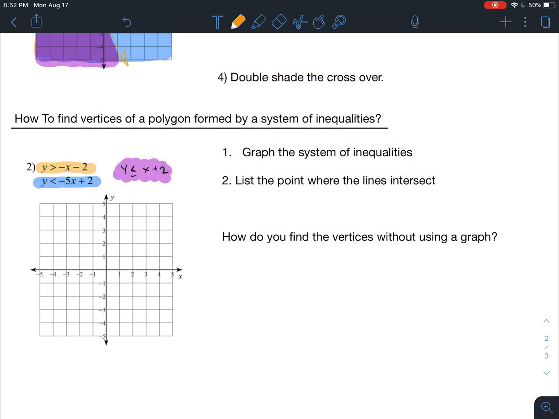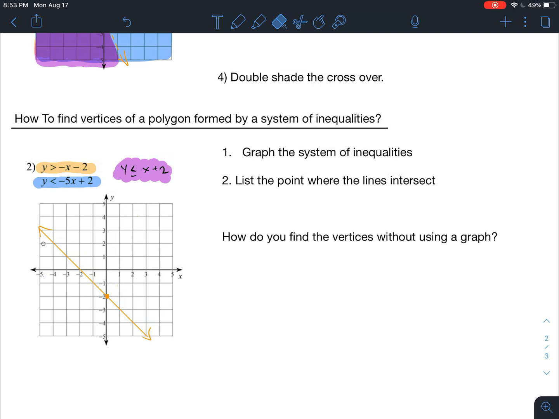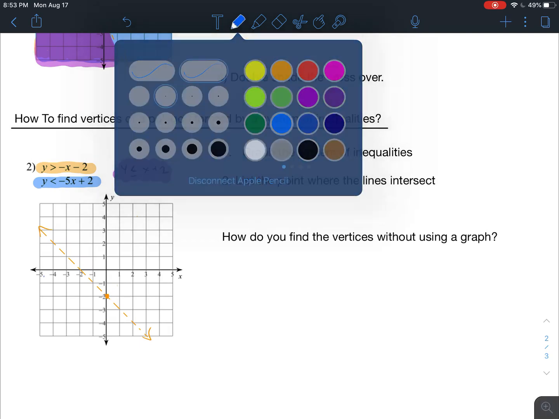So for our first line, we know that it's greater than, so we're going to shade above, and it's not equal to, so it's going to be a dashed line. It crosses at negative 2 right there, and it has a slope of negative 1. But like we said, it's a dashed line, just like that.